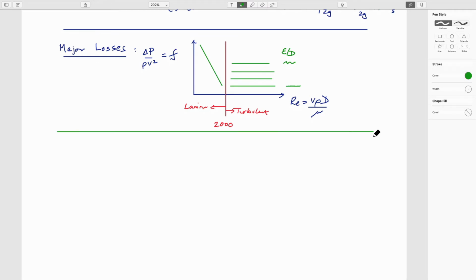So the second one is that we have minor losses. And so I think, major losses are that HL equals friction factor, length over diameter, times the velocity squared over 2g in the fitting, in the pipe. And so this is length of the pipe, this is diameter of the pipe, and this is this term here.